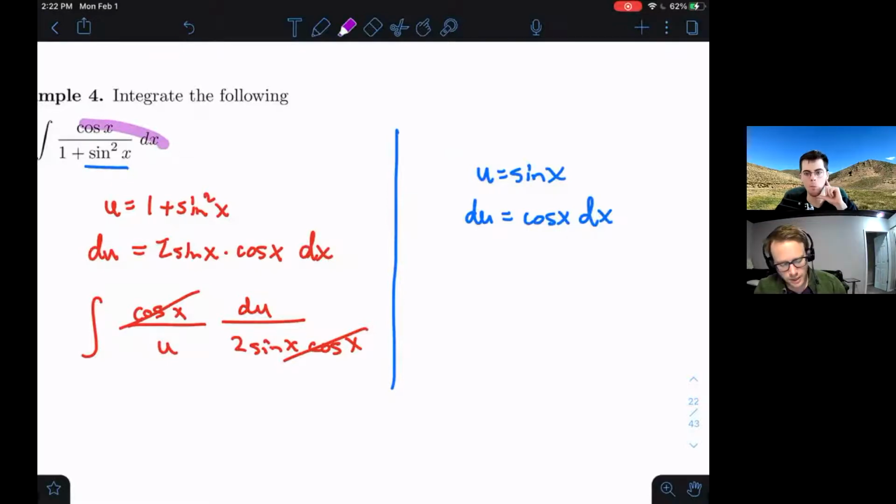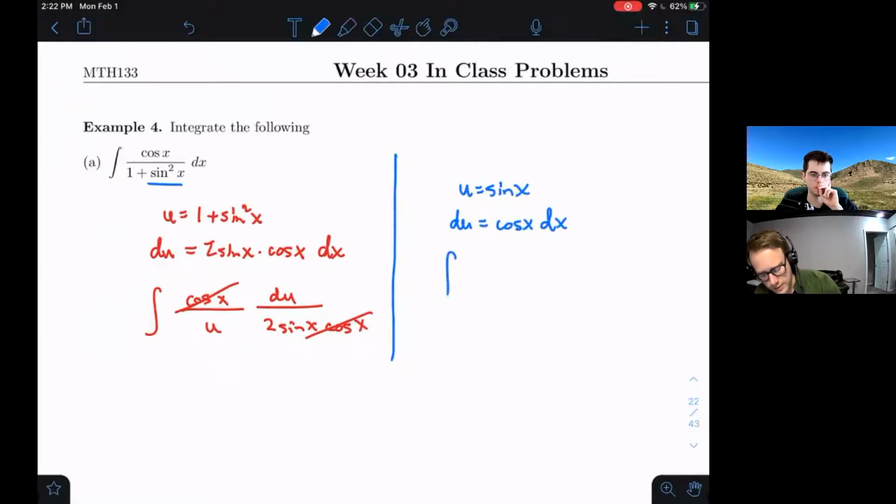The problem with choosing this du is that we didn't have this 2 sine x cosine x hanging around here. And so we got a little bit stuck. There was nothing to really cancel with the sine that came out. And so we don't have this problem if we just choose u equals sine of x. So let's go ahead and start to transform this now.